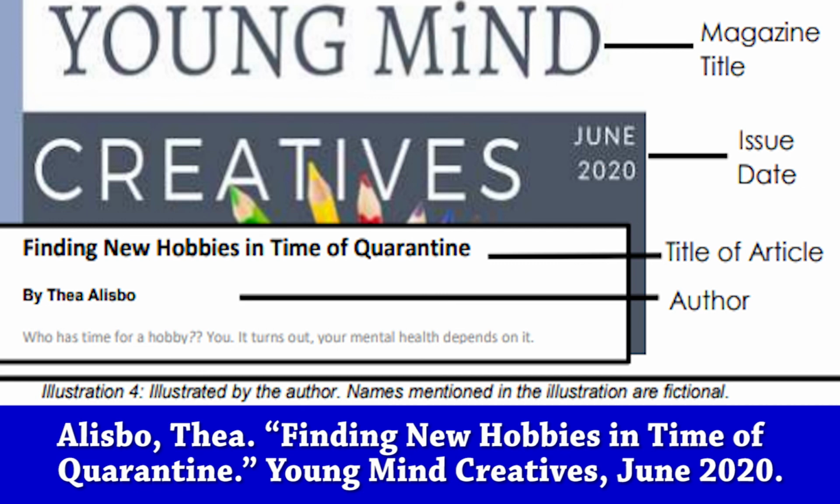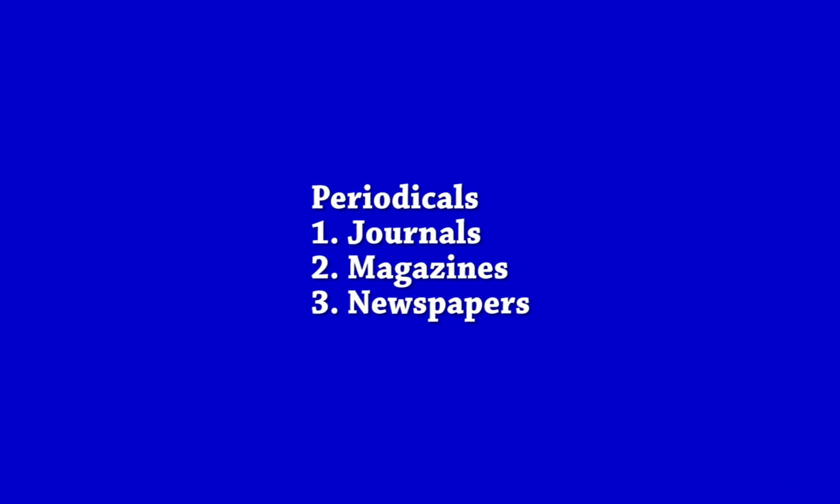Okay, so uunahin natin ang apelyido. We write first the last name followed by the first name of the author. So, Alisbo Thea. And then followed by the title of article, Finding New Hobbies in Time of Quarantine. And then, sumunod ay magazine title, Young Mind Creatives. And then, yung issue date na June 2020.